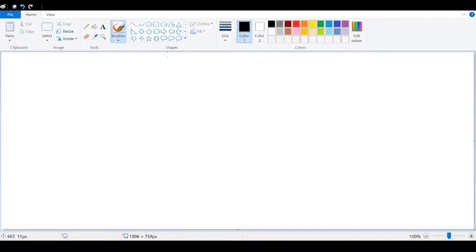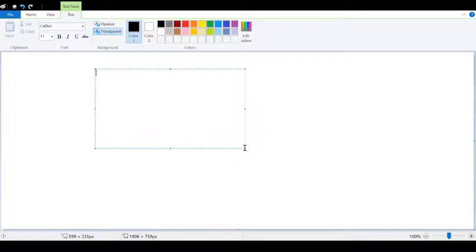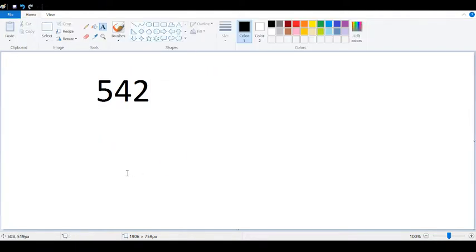So what you may have, for example, let's just type out a number here. Font size is not big enough. We'll do 1 inch. Let's type a number. Let's say 542. So we have the number 542 here, and what I mean by place value is where a particular number is within a bigger number. So in the number 542, you have the number 5, the number 4, and the number 2.